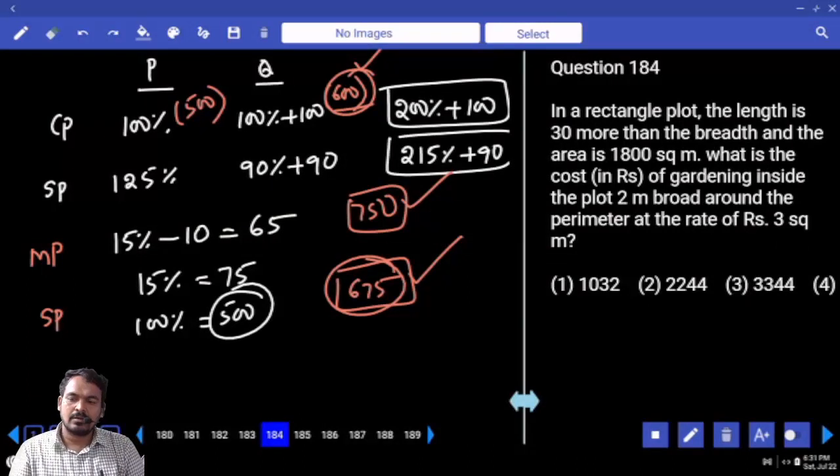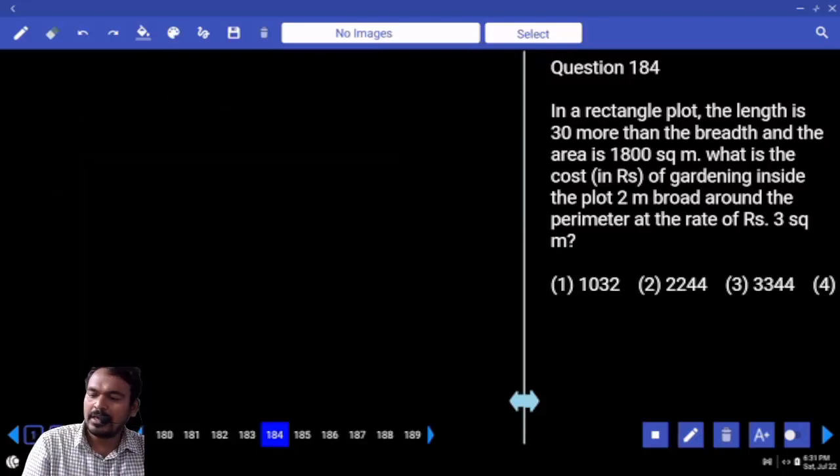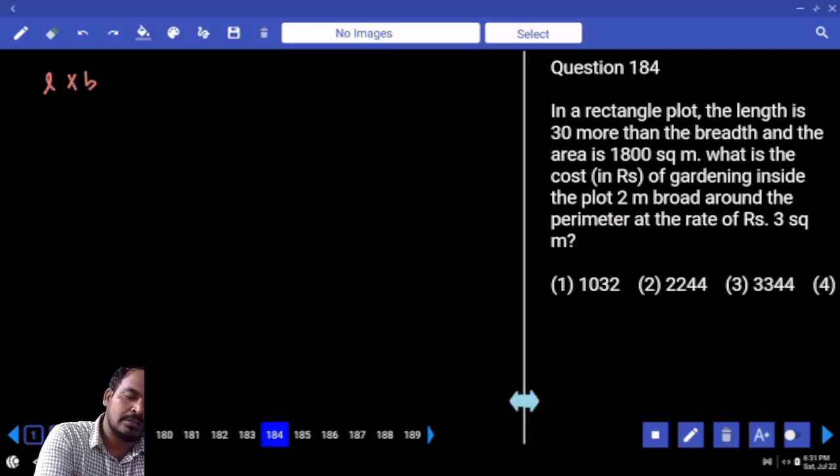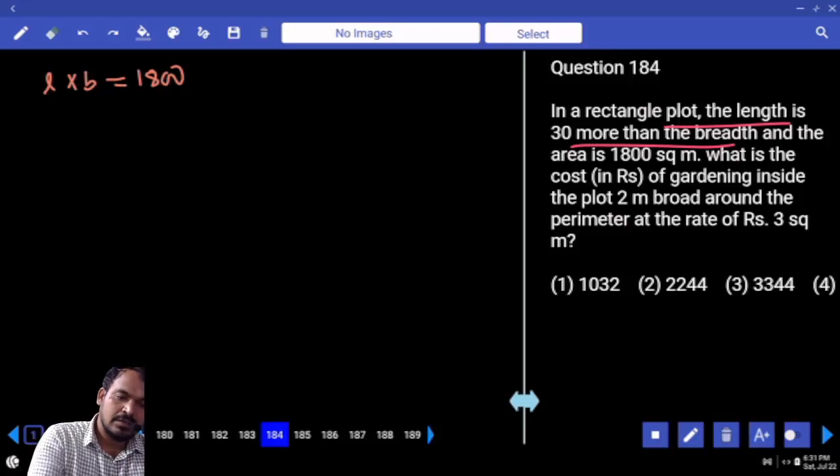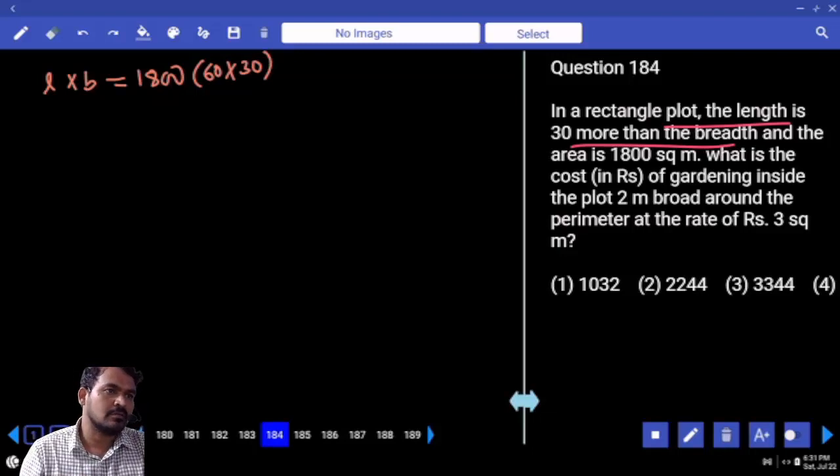In a rectangular plot, the length is 30 meters more than the breadth and the area is 1800 square meters. What is the cost of the gardening inside of the plot, 2 meters broad around the perimeter, at the rate of 3 rupees per square meter? First of all, what is the area of a rectangle? Length into breadth, that is equal to how much? 1800 is given. And here length compared to breadth, how many meters are more? 30 more. And 1800 means we write 60 into 30. 18 means 6 into 3. How many zeros? 2 zeros, sir. Means length is how much?